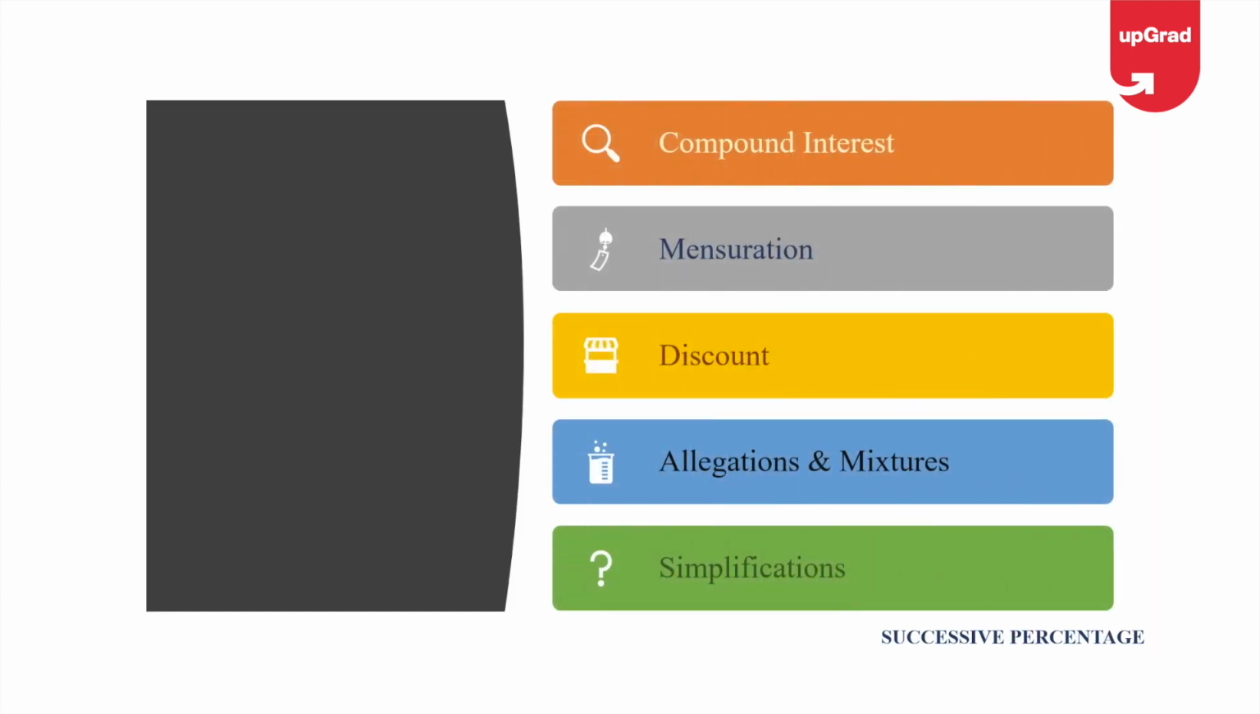Now, here are some of the applications wherein we will be using the successive percentage concept, such as compound interest, a topic considered very difficult, mensuration, another important topic, discount, that comes from profit and loss, allegations and mixtures, that actually is a subtopic of ratio and proportion, and then simplifications. So you can see the wide range of benefits that we have from a single topic called successive percentage. Now, let us actually understand what this method is.